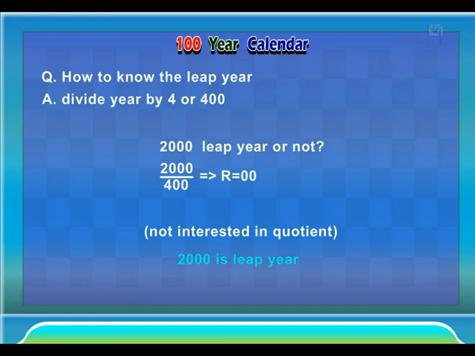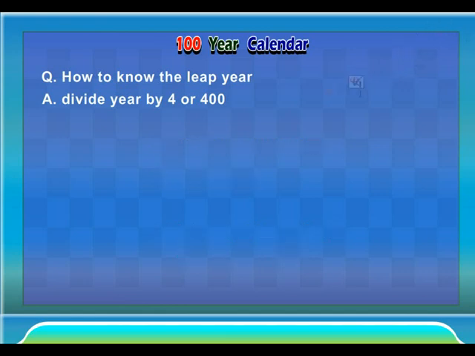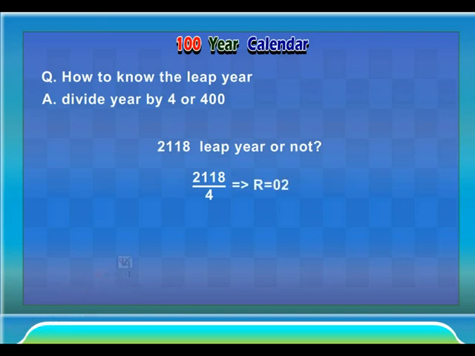Now, let's take an example of the year 2118. To check it, divide by 4, and by dividing we get 0, 2 as remainder. So we can say that the year 2118 is not a leap year. Like this, you can simply come to know whether a given year is a leap year or not. Isn't it simple? I hope you got it. Clear your ideas about the leap year.